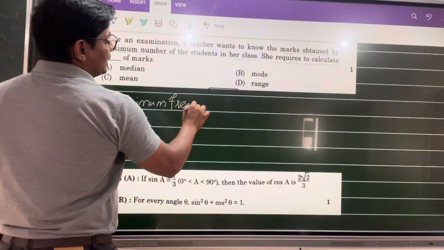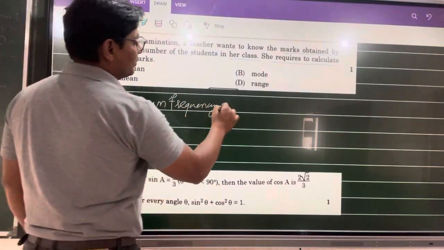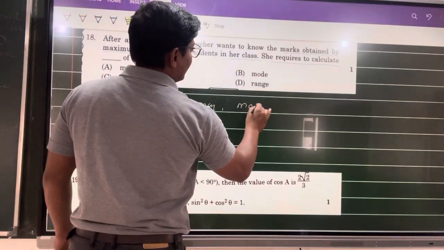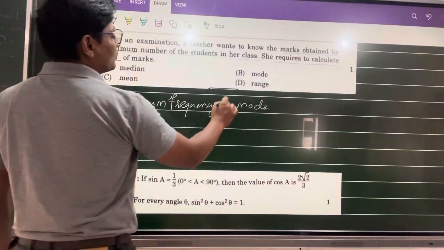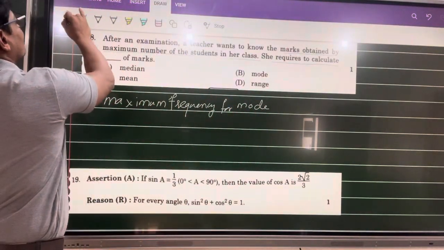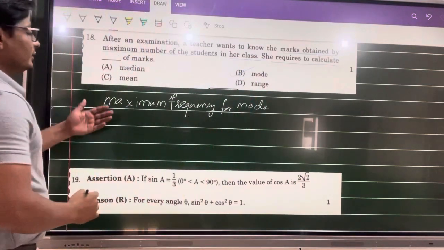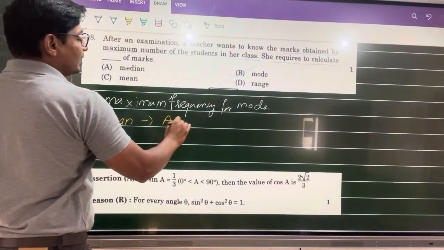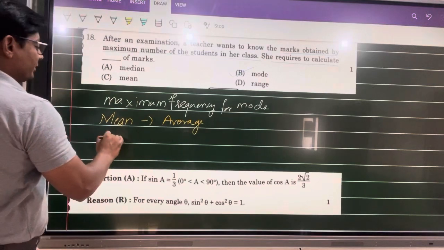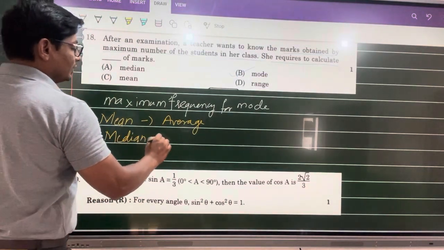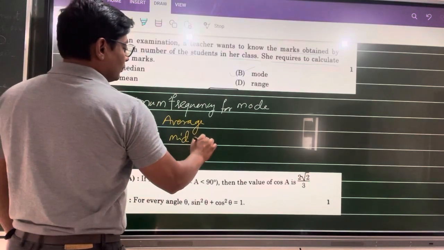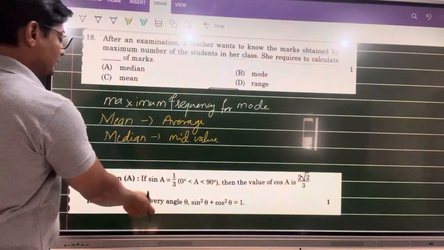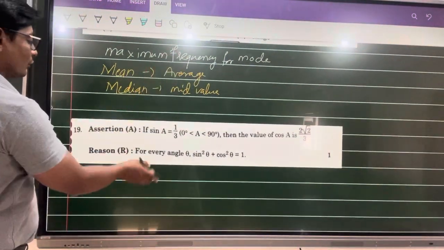Maximum frequency is basically obtained by the mode. So it is calculated using the mode. Fine. So the answer here would be mode. At the same time, let me tell you that mean is nothing but the average of the range, and median is nothing but the mid value. Therefore, only mode is used to determine how many times a particular number has been repeated, so the highest frequency can be obtained by using mode.